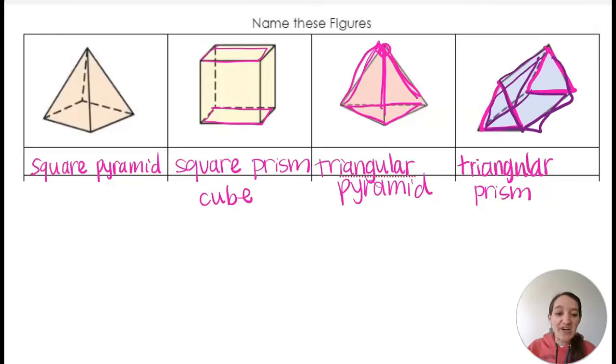Okay, so that's the first part of the lesson. If you want to pause here and do all of the 3D figure practice that I have for you, you may.